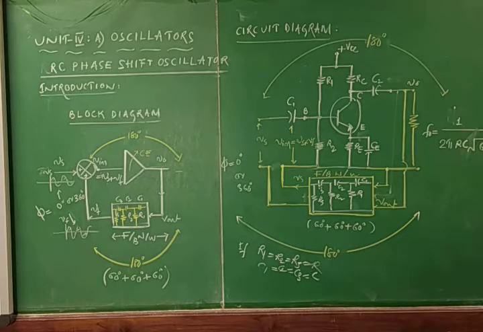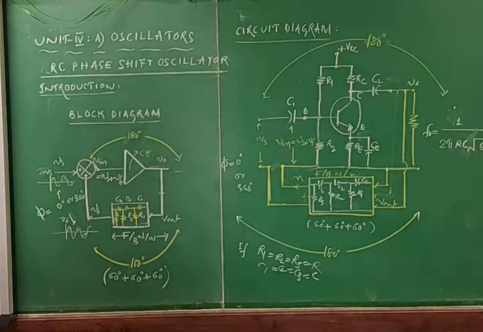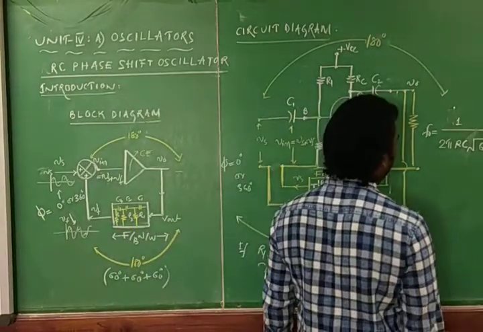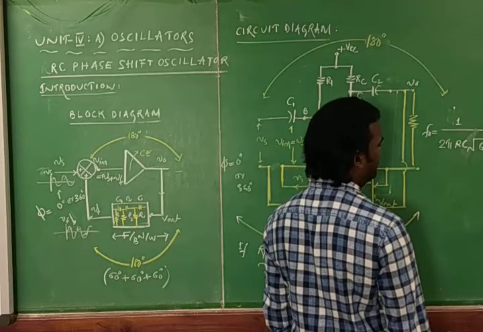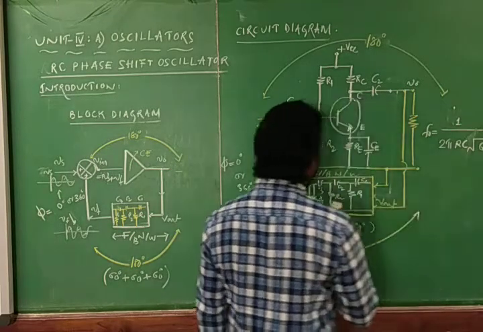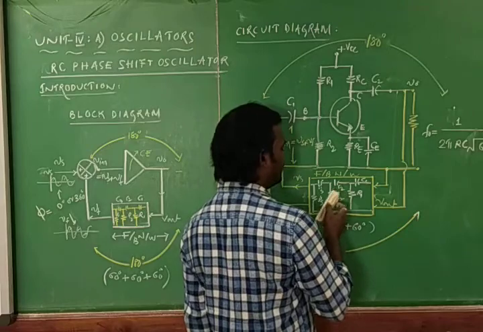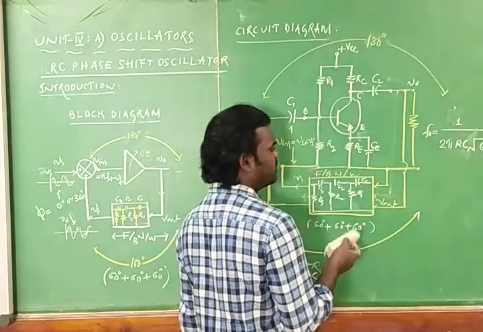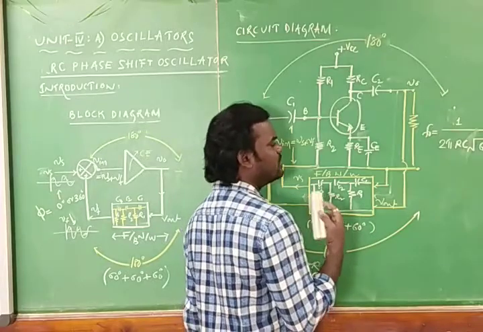The frequency of oscillation is the frequency at which the oscillator generates the sustained oscillation. The frequency of oscillation equation is fo equals 1 by 2 pi RC under root 6, where R is R1 equals R2 equals R3, and C is C1 equals C2 equals C3 equals C.